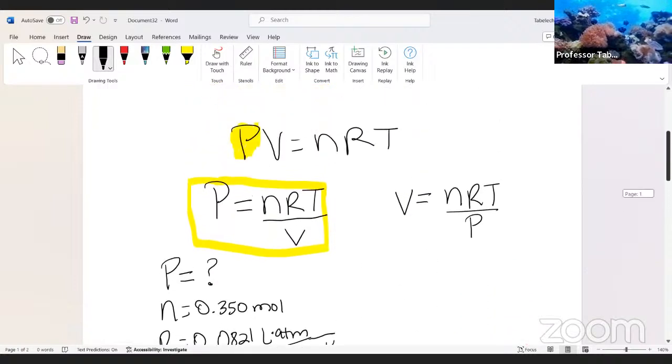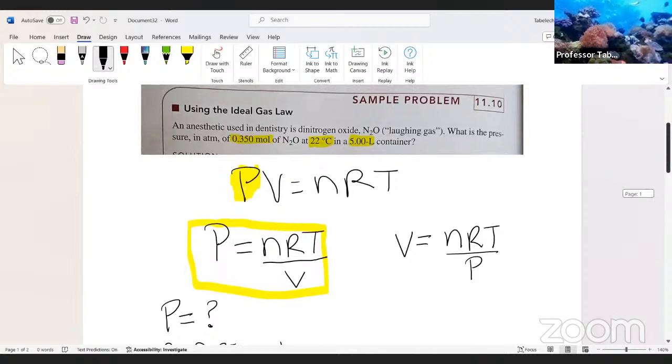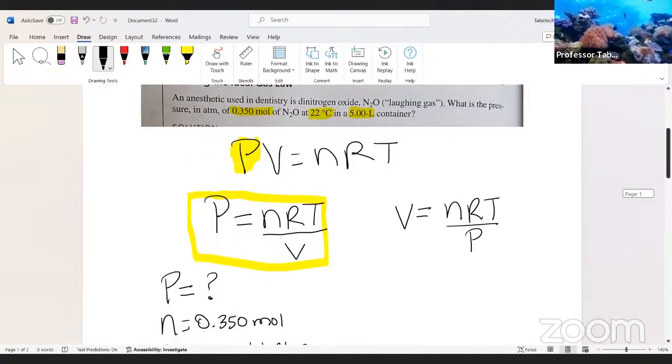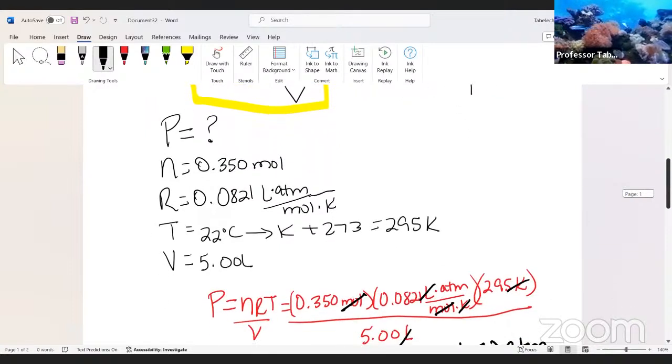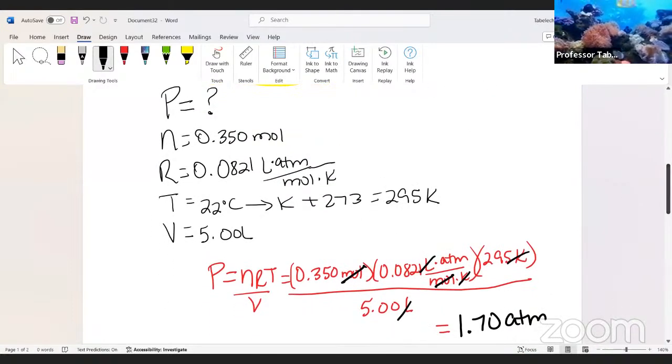So that was our question right here. It says, what is the pressure in ATM? And we solved it by plugging in all those numbers that they gave us to get the final answer of 1.70 ATMs. Again, this is using the ideal gas law, using the gas law constant for ATM.